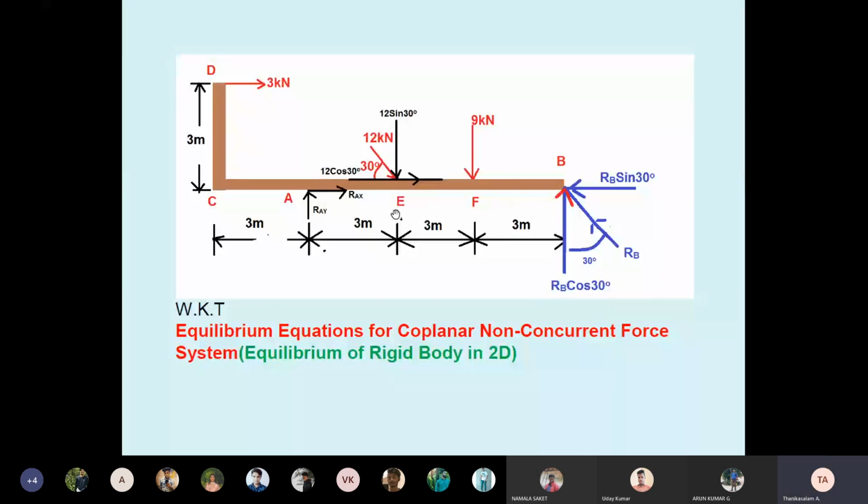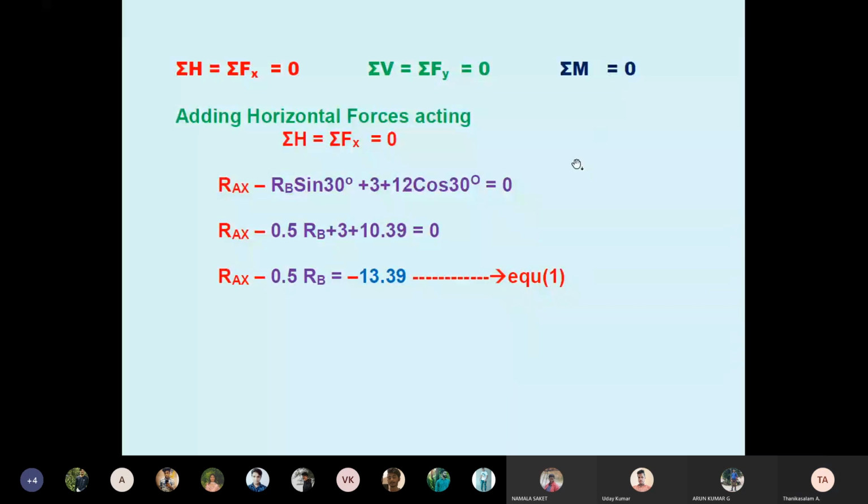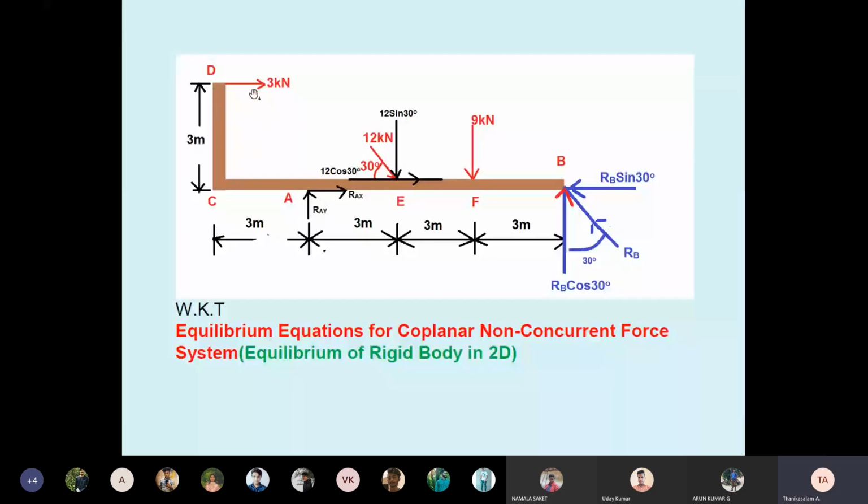Now we know the equilibrium equations: summation H equals 0, summation V equals 0, summation M equals 0. So I am using the first equation, summation H equals 0. What are the horizontal direction forces? Namala Sagat, what are the horizontal direction forces? Tell me. What are the horizontal force reactions? Yes, sir. RAX. Very good. Then minus RB sin 30. Very good. Then plus 3 plus 12 cos 30. Very good. Excellent.